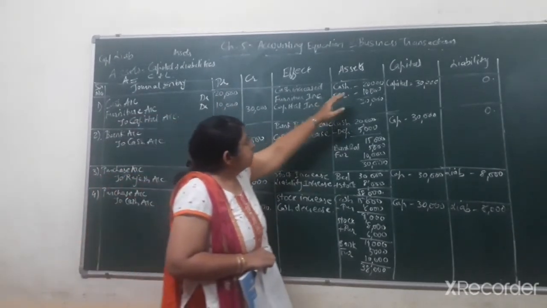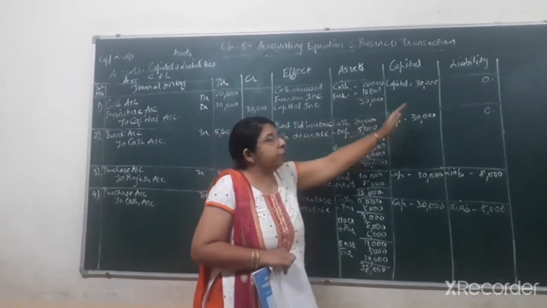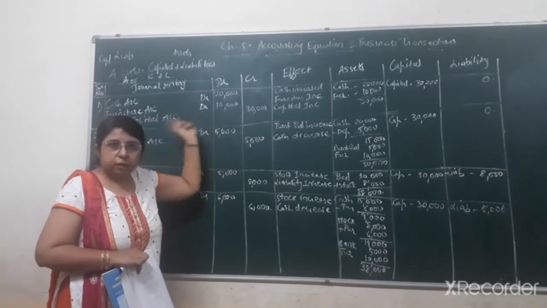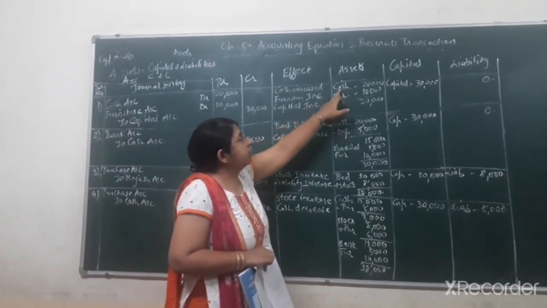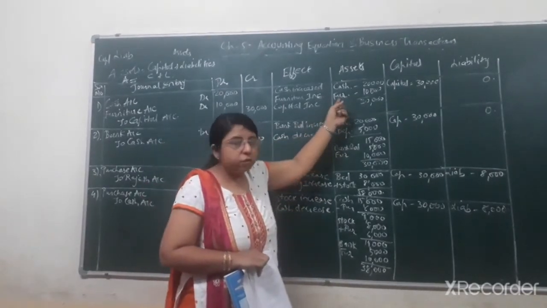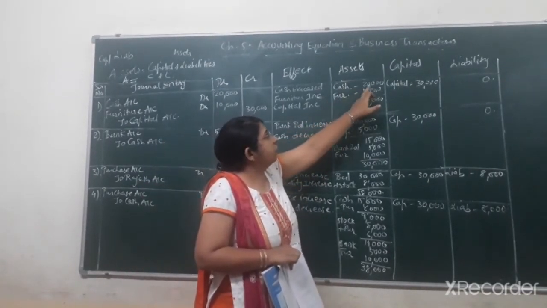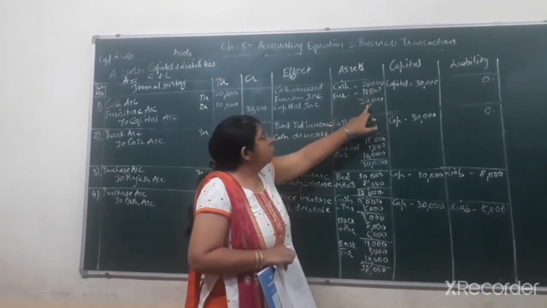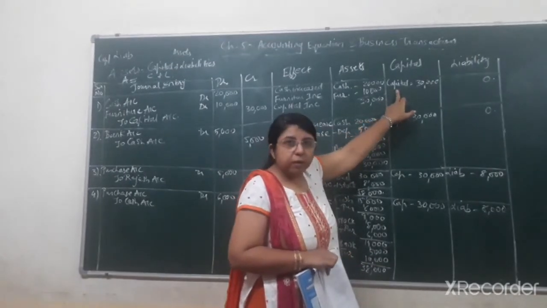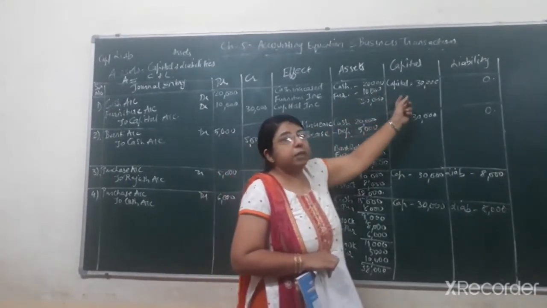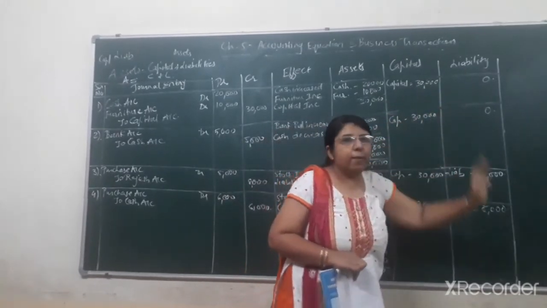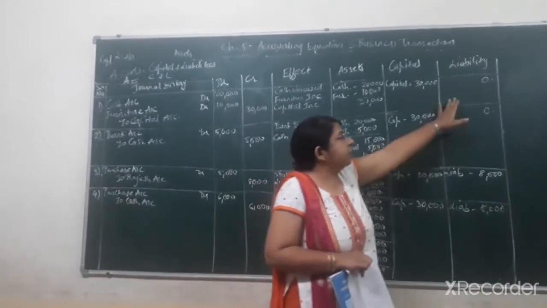Now we have to decide how much assets, capital or liabilities are affected, increased or decreased, because of this one particular transaction. Cash and furniture are both assets. Cash is a current asset and furniture is a fixed asset. Cash is increased by rupees 20,000 and furniture by 10,000, so total assets came to 30,000. Capital is also increased by 30,000 because of the assets increase, and no liability is raised, so liability is 0.